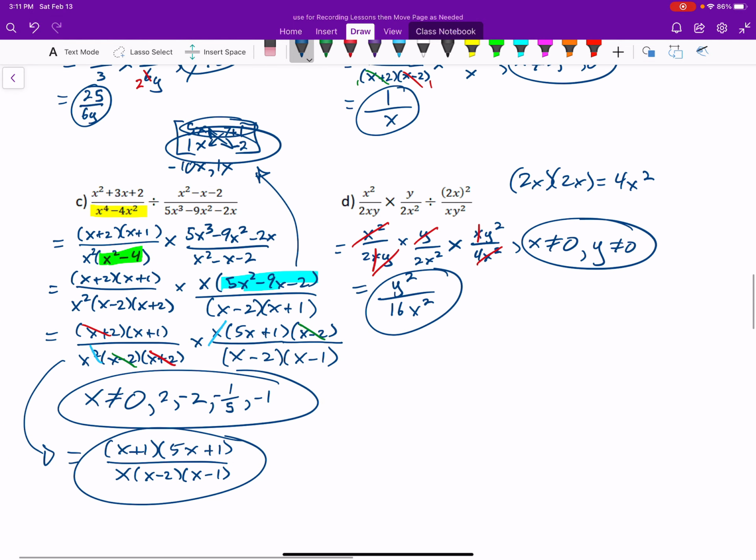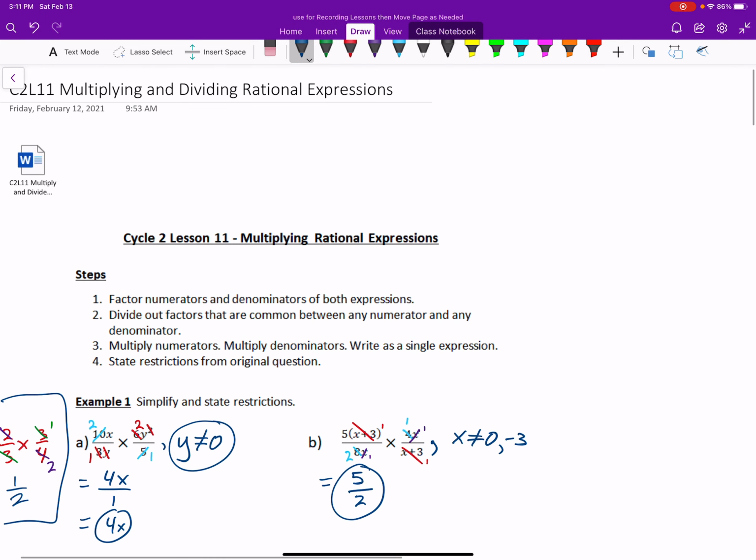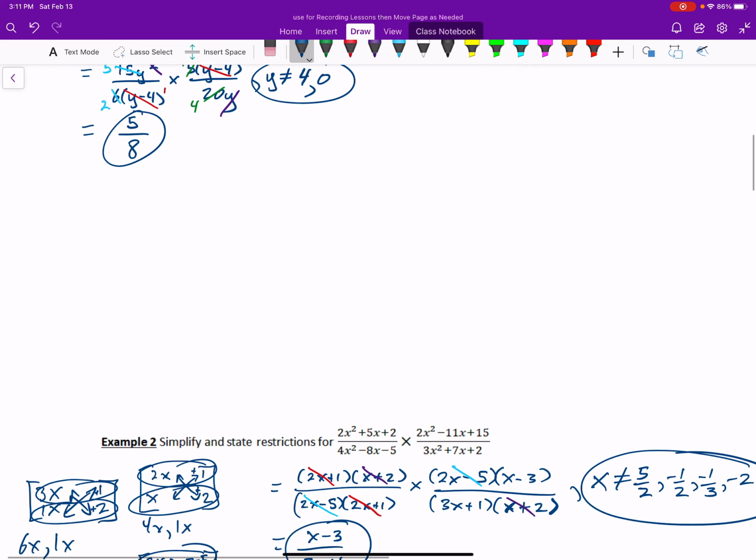I just want to point out that what we've done here is really just an extension of what we did in the last lesson. If what I was doing with the reducing and the factoring and the restrictions was complicated for you, you might want to go back to the previous lesson, which was lesson 10, and just review the basics first, because you really need to know the basics before you can do the multiplying and dividing part.